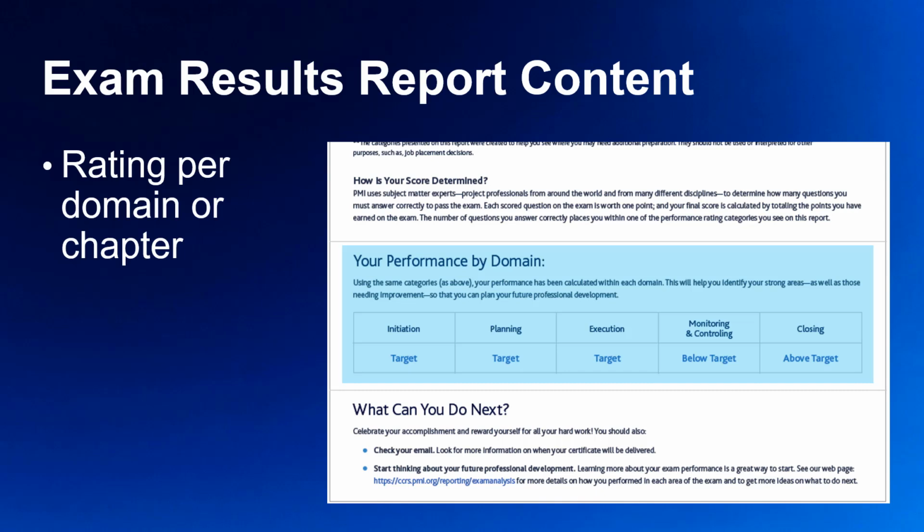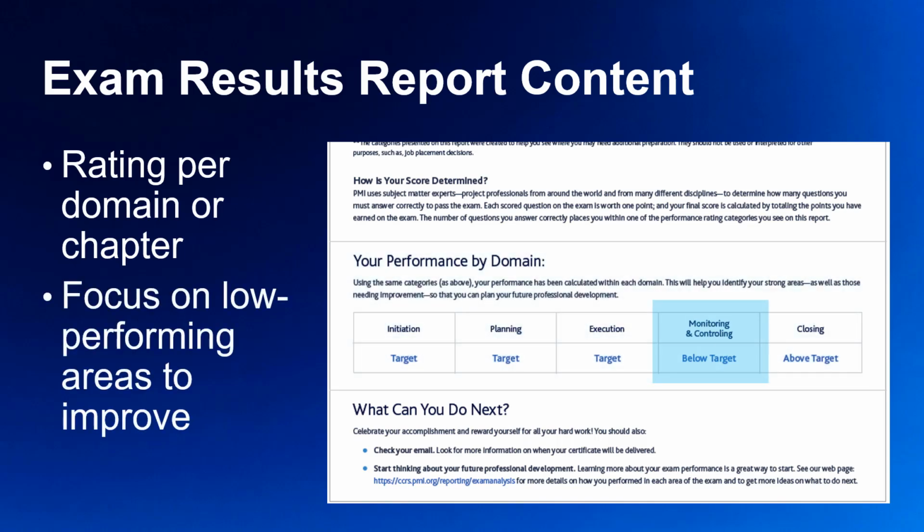If you pass your exam, then this information is a good indicator for where you could take some additional training in the future. For example, you might want to consider taking a course that specifically discusses monitoring and controlling of a project because, as you can see, you were below target here in this example. And if you failed the exam, then you know that monitoring and controlling was the area where you were below target, and so you need to focus your additional studies here before you take the exam again.